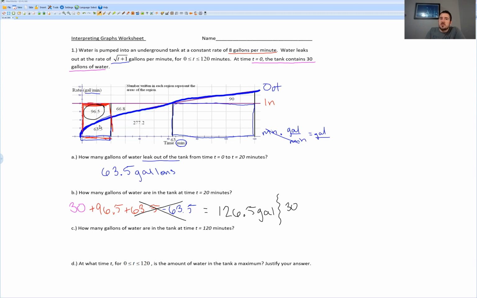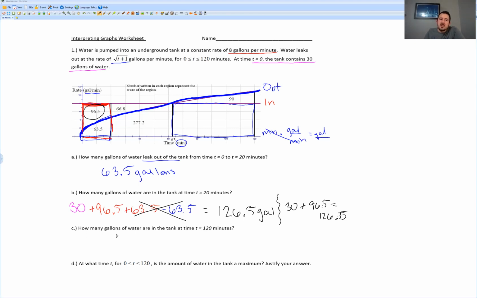Because this 63.5, that's underneath both, which means that I gained it, but then also lost it. So I would just be looking at this as 30 plus 96.5. I wouldn't even factor in the 63.5. So 126.5. Same answer, just a different way in which you guys can think about that.